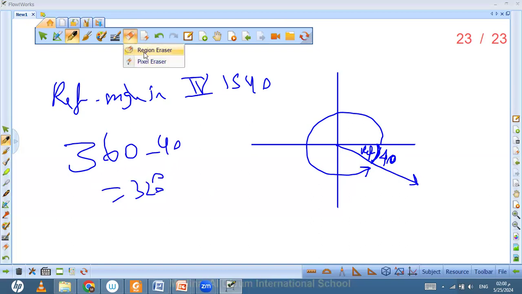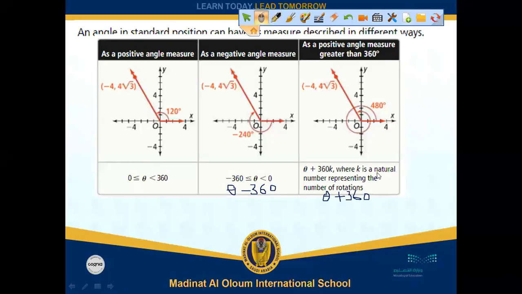Now guys, my reference angle: I can give you the reference angle and you give me the angle, or I can give you the angle and you get the reference angle. Both, guys. Let us see what we have.